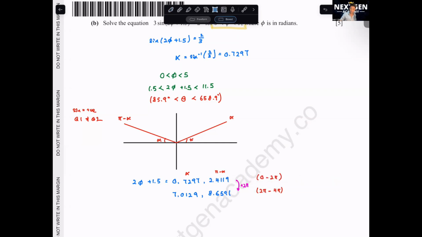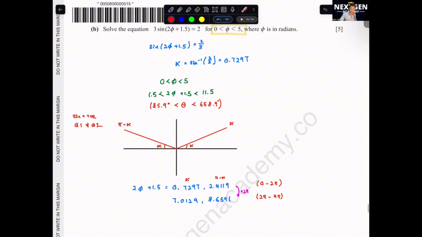Once again, why did I do that? It's because when I changed to angles, I know the angles that I want to consider are from 85.9 to 658.9 degrees. In terms of radians, I also cannot process what's the value. I don't know what this value is, 1.5 and 11.5. Very hard for me to process. So I changed it to degree to understand it better.